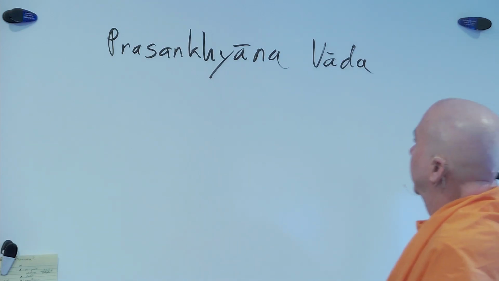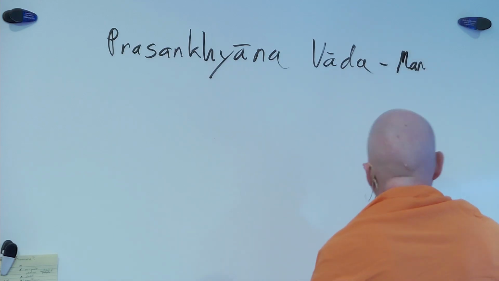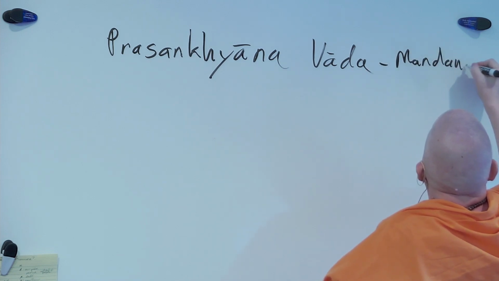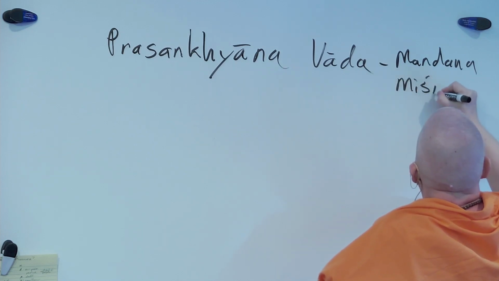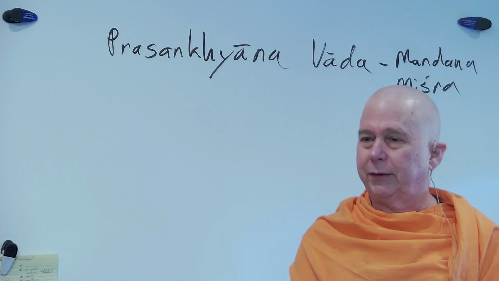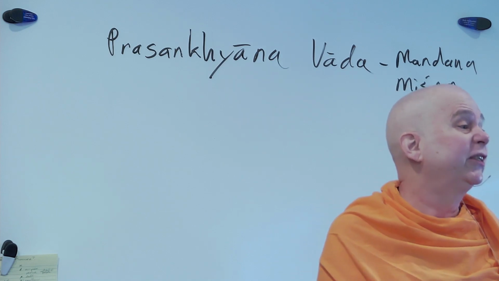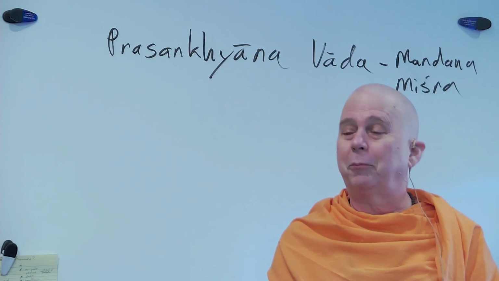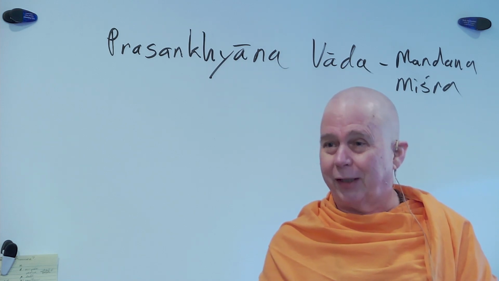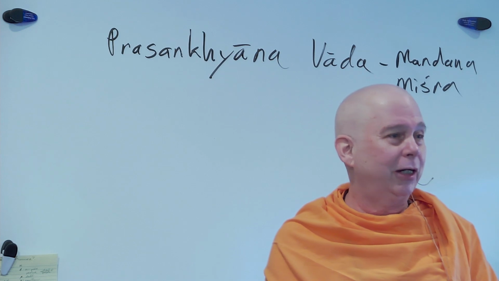This prasankhya vada was taught by Mandana Mishra, who was a contemporary of Shankaracharya. Mandana Mishra was famous for a text, is famous for a text known as Brahma Siddhi, a very important comprehensive text on Advaita Vedanta that we don't study. We don't study it because it is quite to the contrary of what Shankaracharya taught.